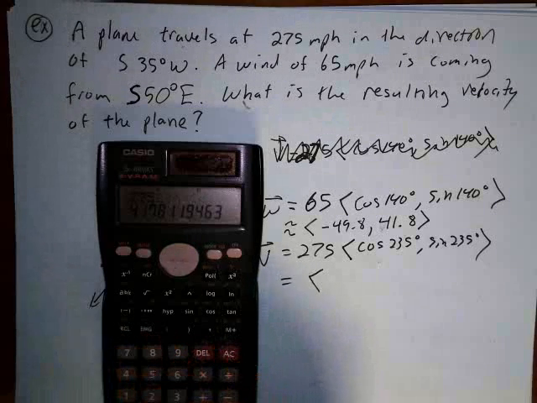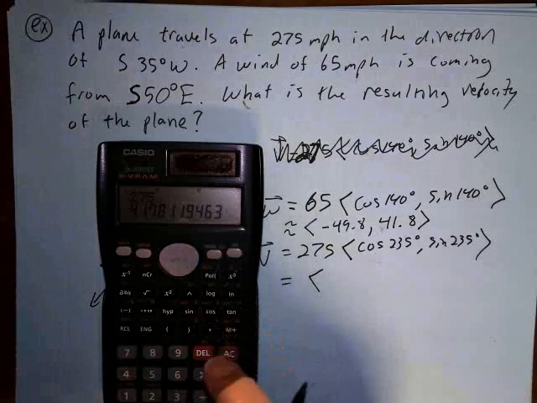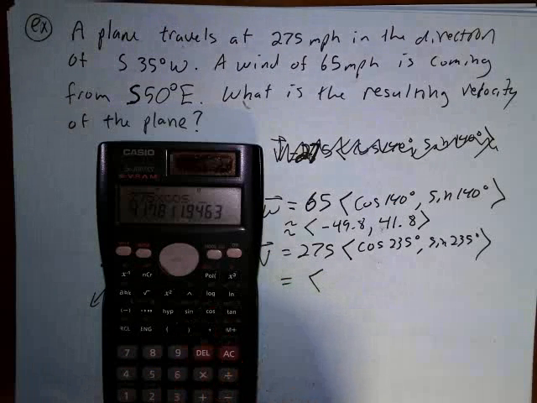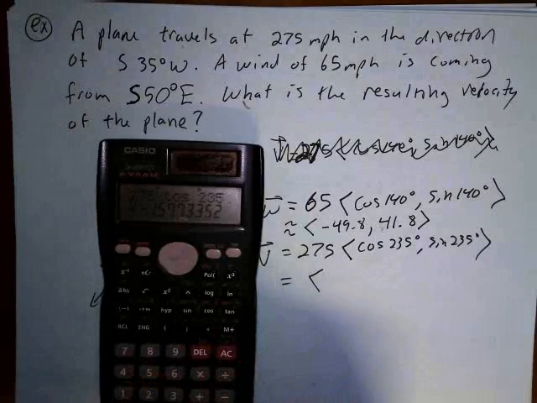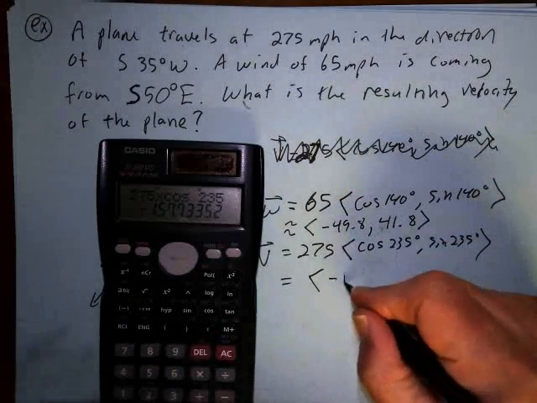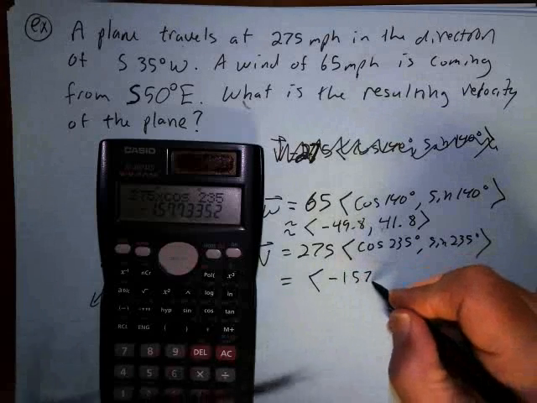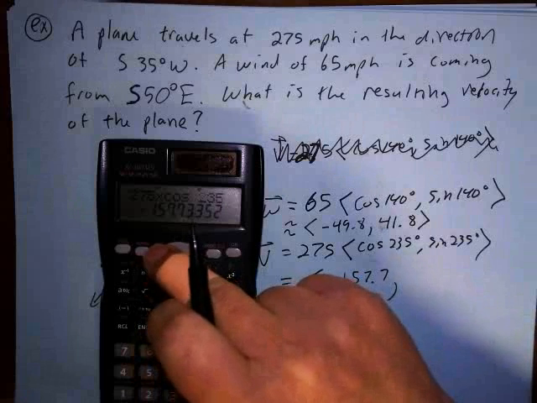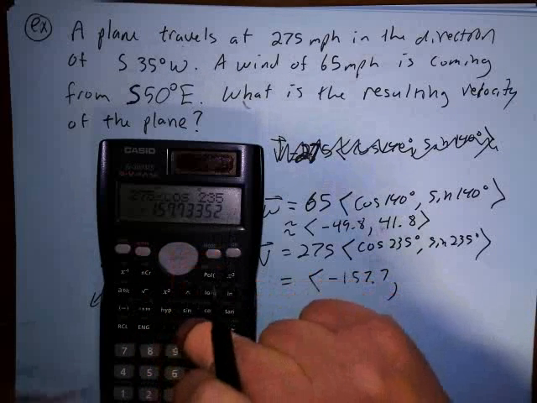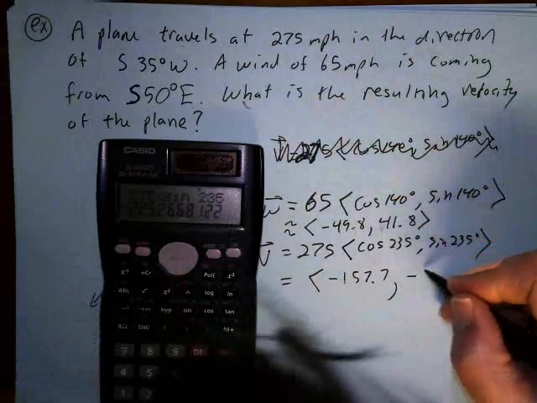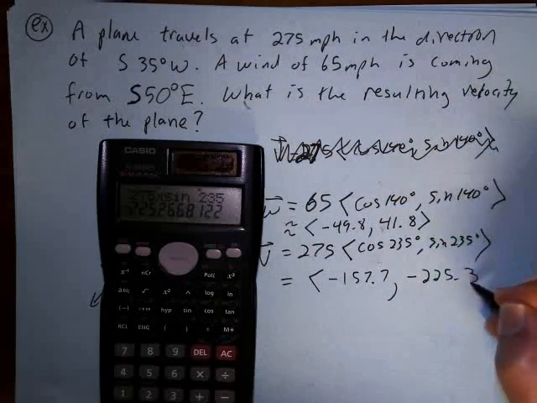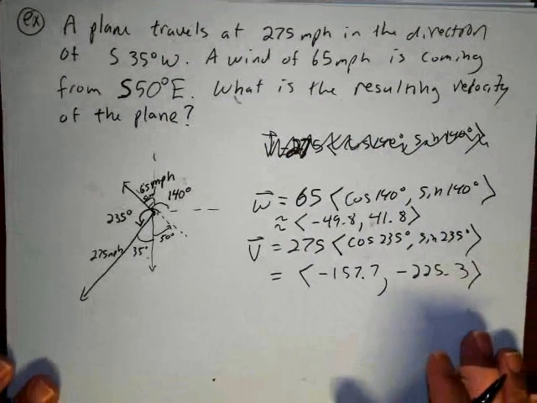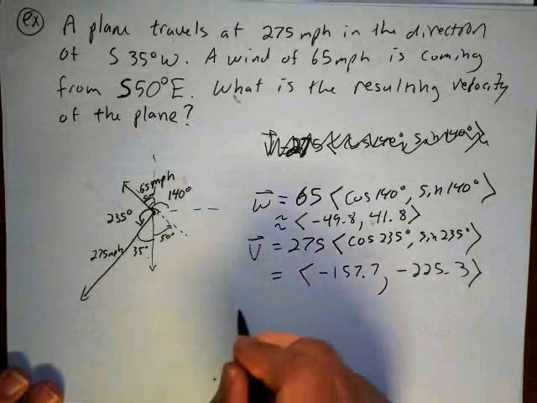275, and I have 275 times cosine of 235, and I get a negative 157.7, and now for sine. And this is a negative 225.3. Okay, and then we can add these two together.